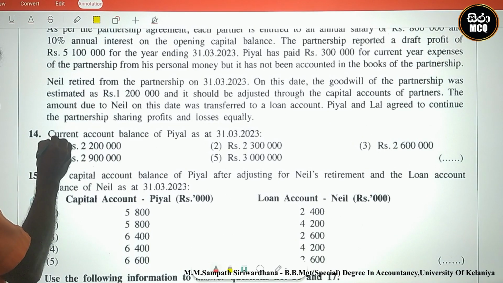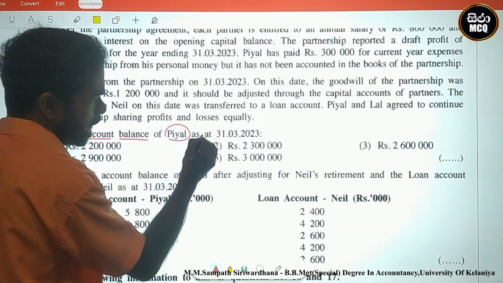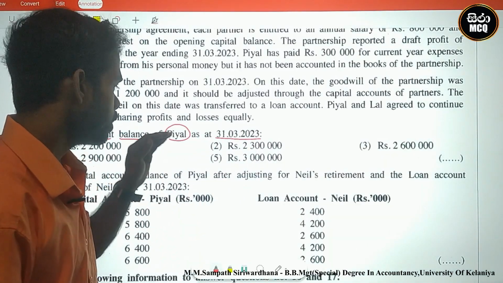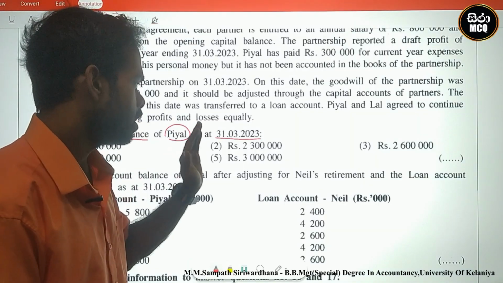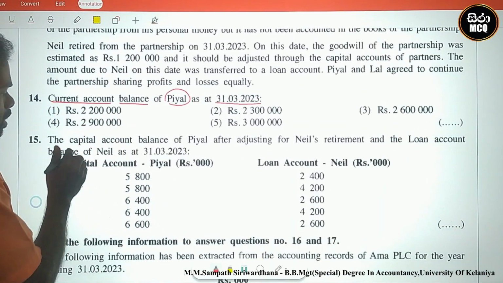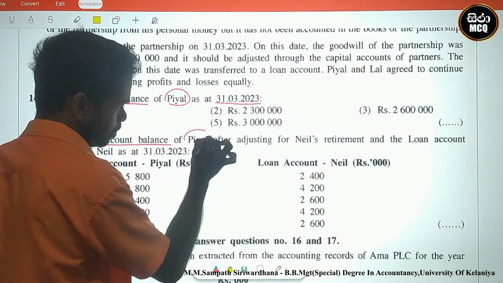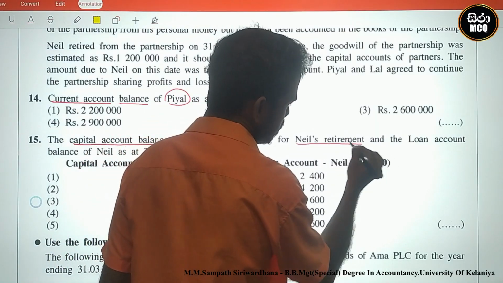Look here. Current account balance of PL as at 31st March 2023. This is the closing date. We must identify the current account balance of PL as at 31st March 2023. After that, the question 15 requirement: the capital account balance of PL after adjusting for Neil's retirement.